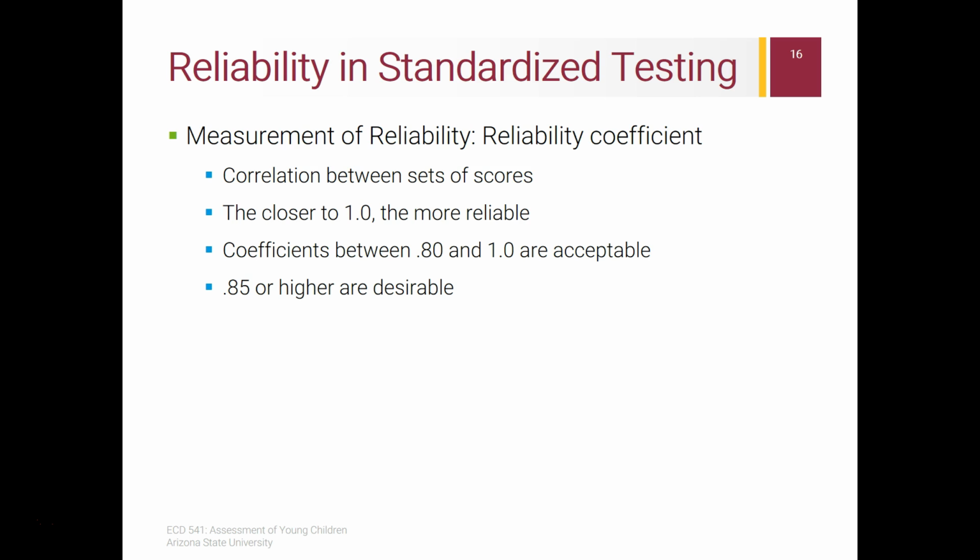Reliability is measured by a reliability coefficient, which expresses the degree of consistency in the measurement of test scores. It represents a correlation between sets of scores from people who have been given the test on 2 occasions. The values for reliability coefficients range from 0 to 1.0. A coefficient of 0 means no reliability, and a 1.0 means perfect reliability.